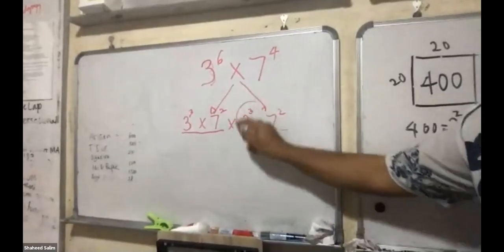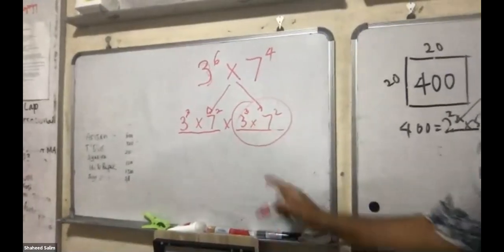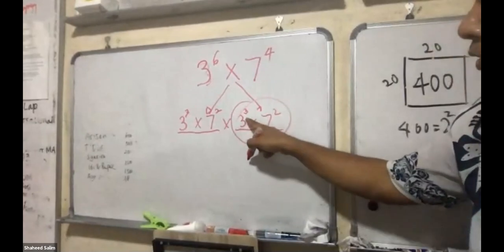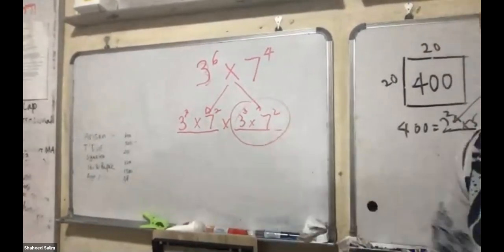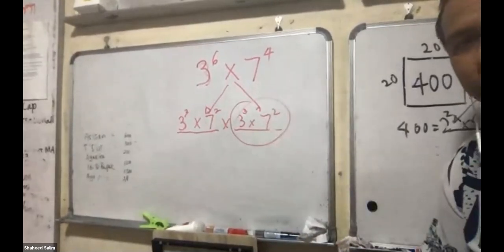Now you have found the square root already. So how to find the square root down here? 3 to the power of 3 is 3 times 3 times 3, 27. Times 7 times 7, 49. You will get your answer.